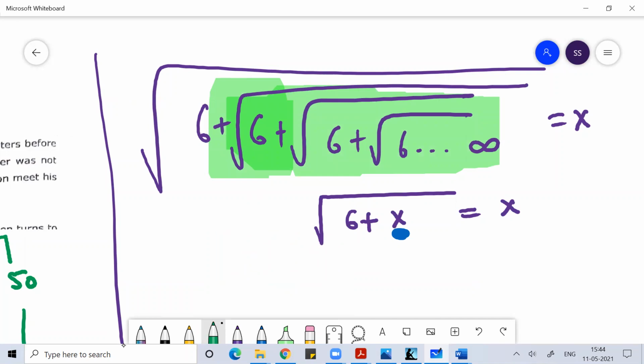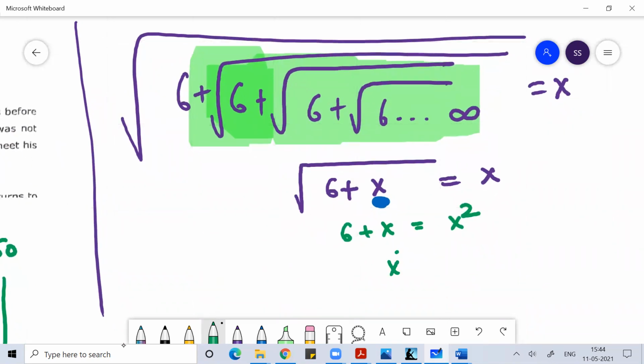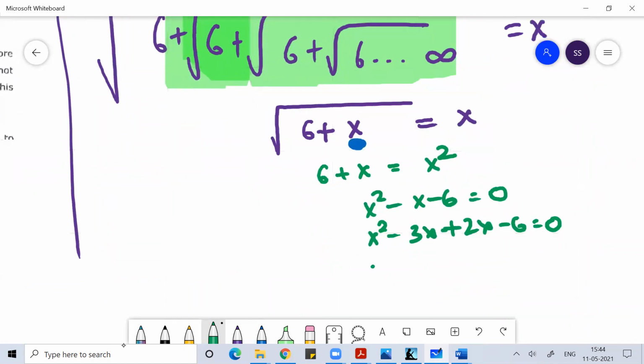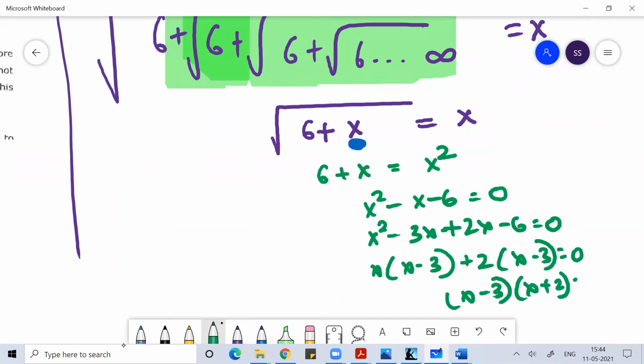So then if I do squaring both sides, I'll get 6 plus x equal to x square. Then I can write x square minus x minus 6 equal to 0. Then x square minus 3x plus 2x minus 6 equal to 0. If I take common, x minus 3 into x plus 2 is equal to 0. So the two values of x I get are 3 and minus 2. Correct.